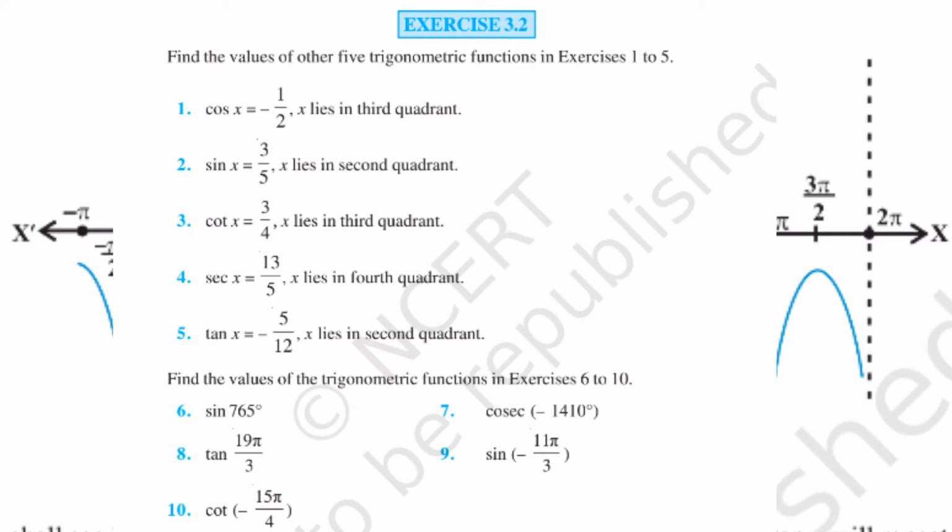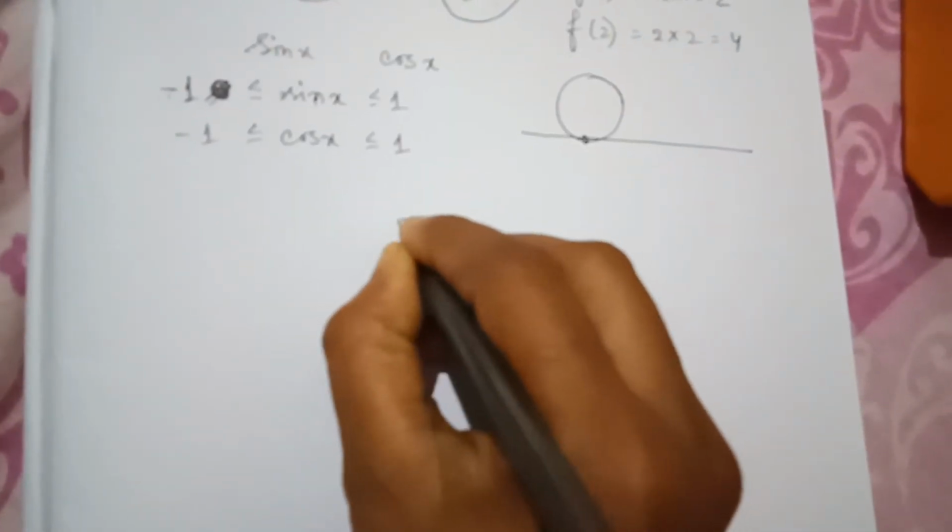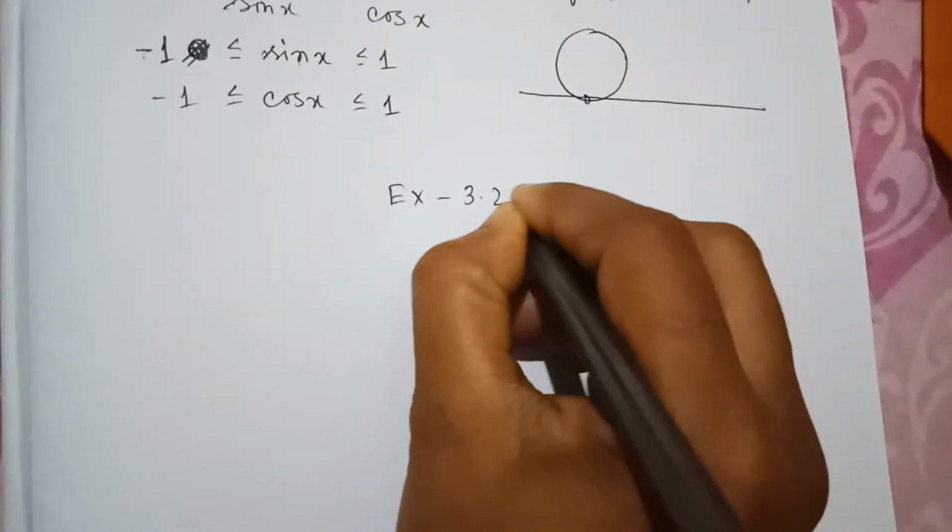Exercise 3.2 has 10 questions before you. So I'm doing question number 1 and question number 9 or 10. Okay, the rest of the questions I hope you all can do on your own. So let me do it. Exercise 3.2, question number 1.